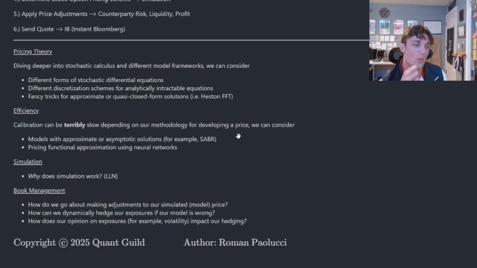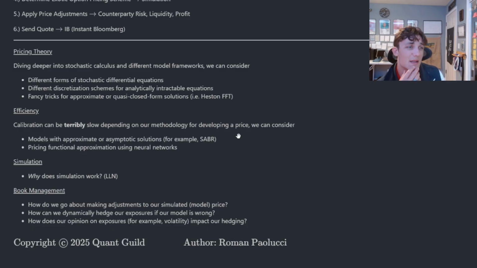I'd also like to talk more about these functional approximations using neural networks. It's a very interesting area in the academic literature. A lot of work is being done with deep learning and neural networks in that space right now. Hedging, pricing, all of that is being done with different types of neural networks and artificial intelligence, machine learning, whatever you'd like to call it.